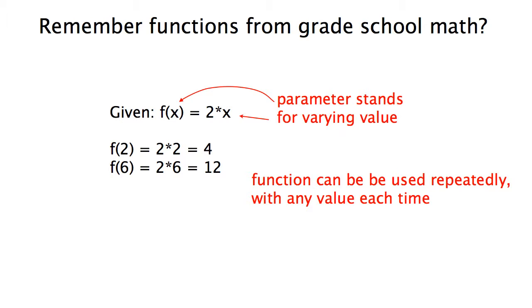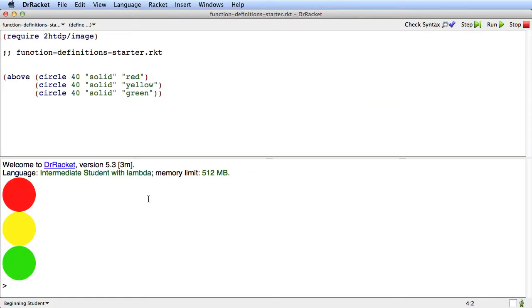What's going on in these function definitions is that x, which is called the parameter, stands for the varying value, and then the rest of the function definition is the unchanging value, the 2 times in this case. And then the function can be used any number of times with a different value each time, or even sometimes it can be used with the same value as before. And each time, the parameter will take on the changing value, and you'll get the result of the function with that value. So how's this going to work for us?